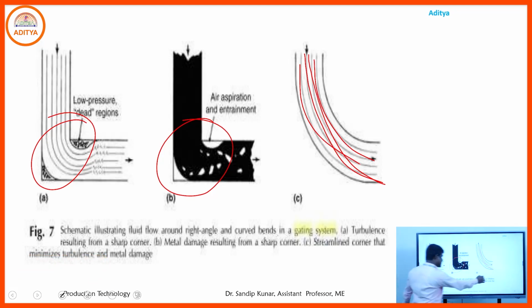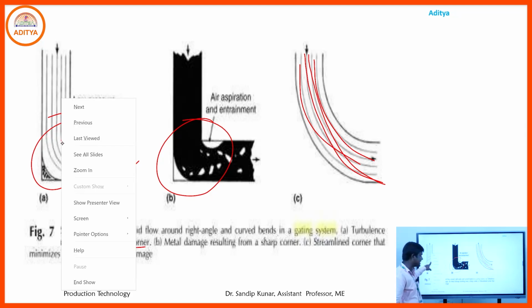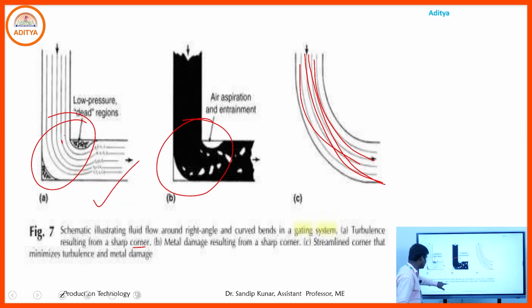What happens in case A6? That picture shows turbulence resulting from sharp corners. Due to sharp corners, turbulence will be created. Metal damage resulting from a sharp corner means the surface may be damaged, may be eroded. And in the other case, no turbulence and no erosion will take place due to that particular shape.